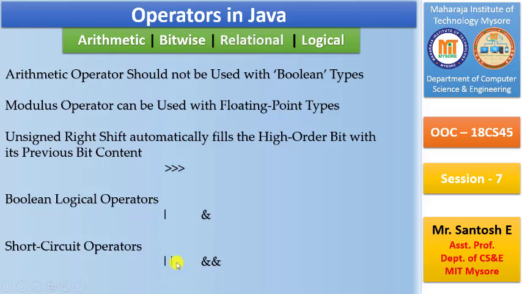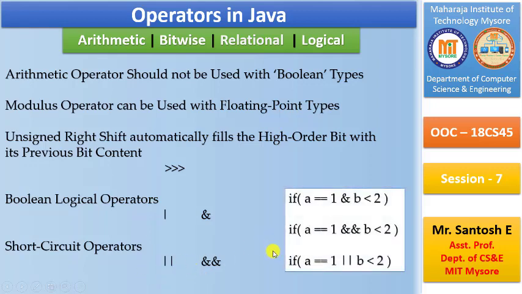The reason why we call this a shortcut operator is, just look at this example. When I say if A equals 1 and B less than 2, the output of each is going to be either true or false, that is, a Boolean value. The relational operator will always return a Boolean value. Hence both the operands are Boolean, so in this case we use the Boolean logical operator.